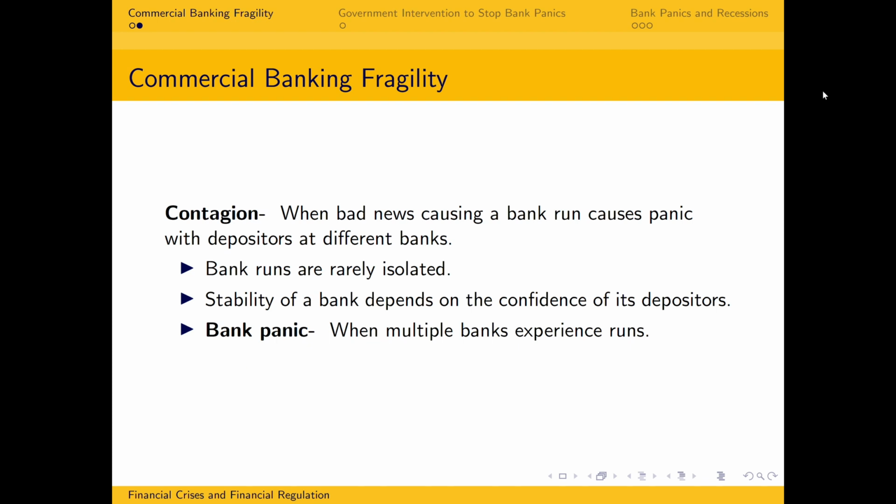And when a bank run starts to spread from just an individual bank to a wider sector, we call that a contagion. Just like with any sort of contagious disease, it just means that bad news is spreading from bank to bank, causing bank runs. And because of the contagious effect that bad news has, bank runs are rarely isolated. You never hear of just individual bank runs occurring. And really what that means is we can end up having what we call a bank panic, which is when multiple banks are experiencing bank runs at the same time.